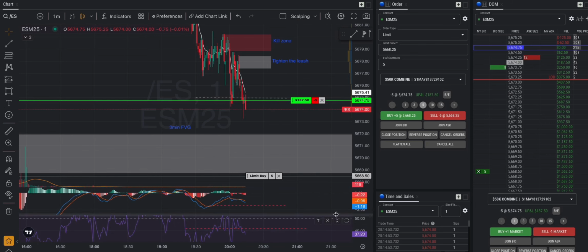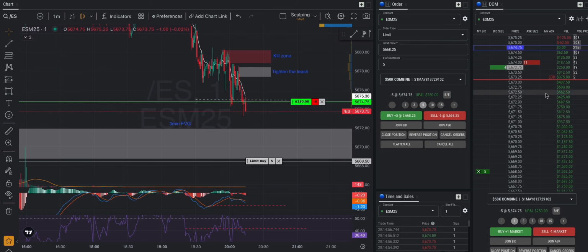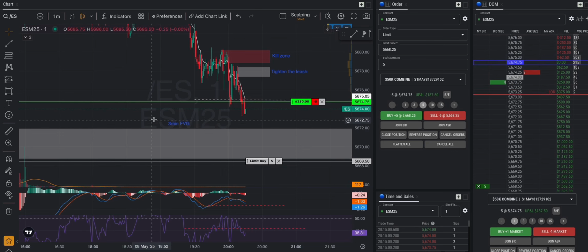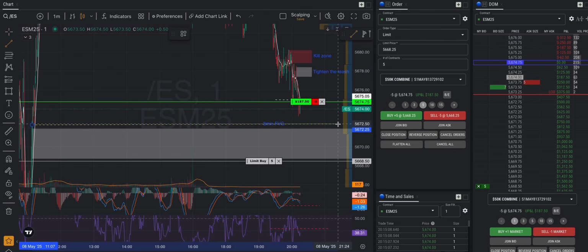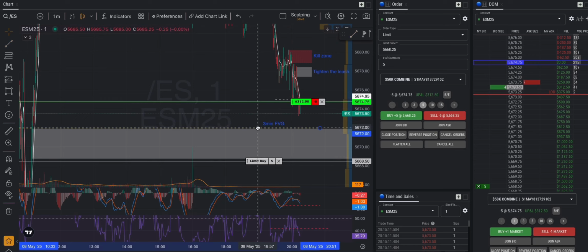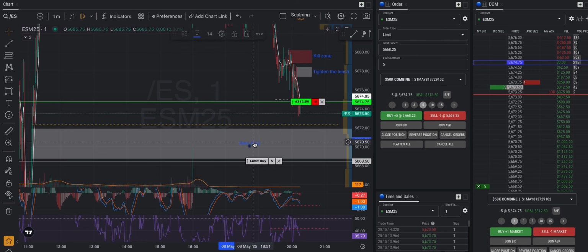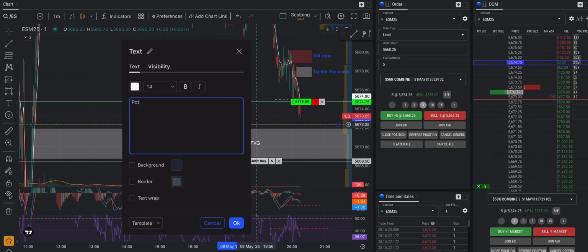RSI curling down, MACD curling down. Like the look of it at the moment. Volume's a little thin. There's actually a zone here where we might see a bounce. You can see on the pre-lunch session for New York, there were some participants in this area here which caused a bounce. So we're going to have to try and push that zone before we get to the FVG. And we'll call this the potential bounce zone.